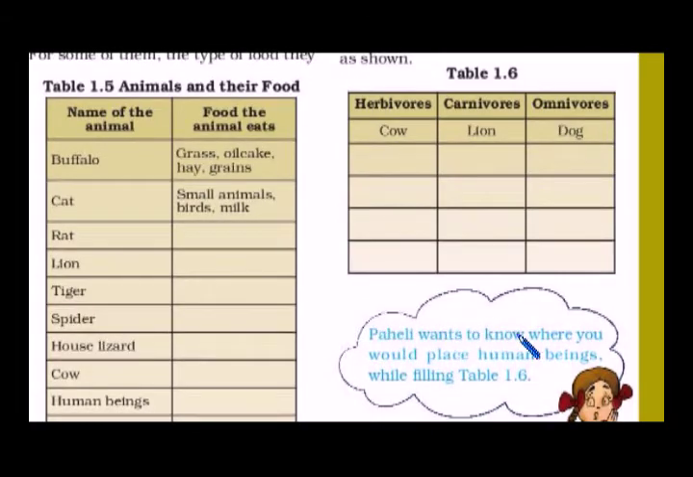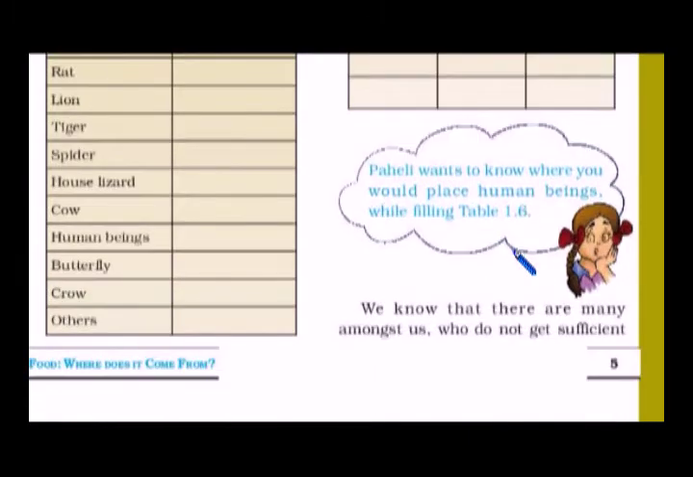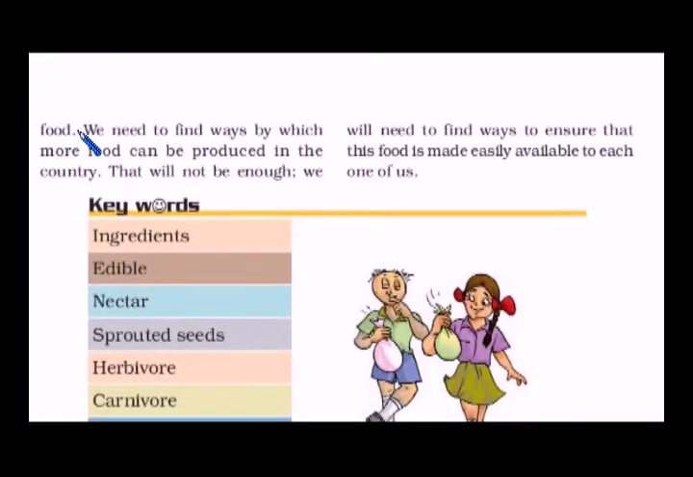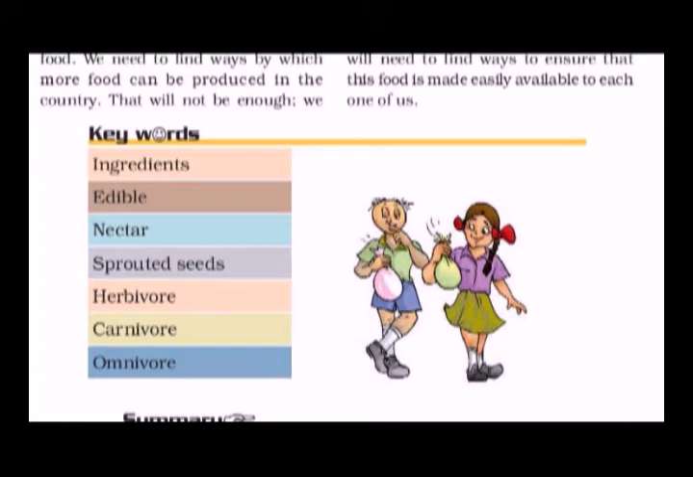Paheli wants to know where you would place human beings while filling the table. Now human beings eat both plants and animals. So they are omnivores. So you have to put human beings in omnivores. We know that there are many amongst us who do not get sufficient food. We need to find ways by which more food can be produced in the country. That will not be enough. We will need to find ways to ensure that this food is made easily available to each one of us. Because the human population is so much, we need to find other ways of producing more and more food in the country.